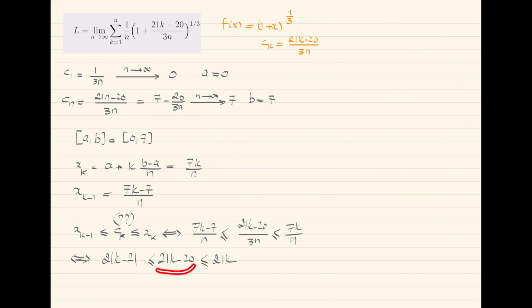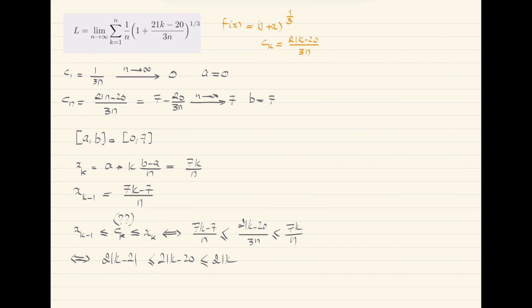21k minus 20 is definitely less than or equal to 21k, and 21k minus 21 is also definitely less than this one. So yes, this is true, and this means that this is indeed true. Okay, so everything now is in order.